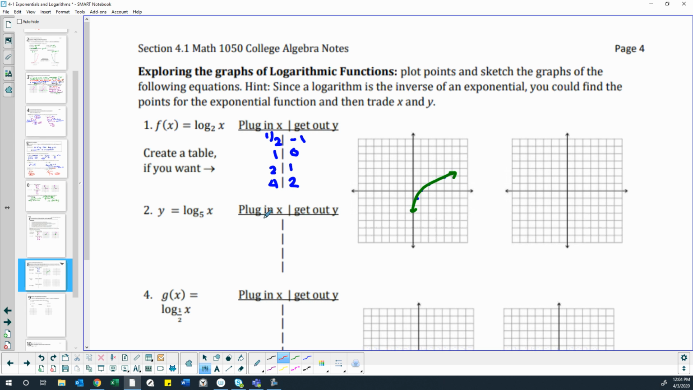For a base 5, let's do 1/5. Let's do 1. Let's do 5. That's probably enough. So to get 1/5, 5 to the -1 power is 1/5. 5 to the 0 power is 1. 5 to the first power is 5. Let's plot those numbers. 1, 0, 5, 1. And so our graph, notice it's very similar to the one we just did.